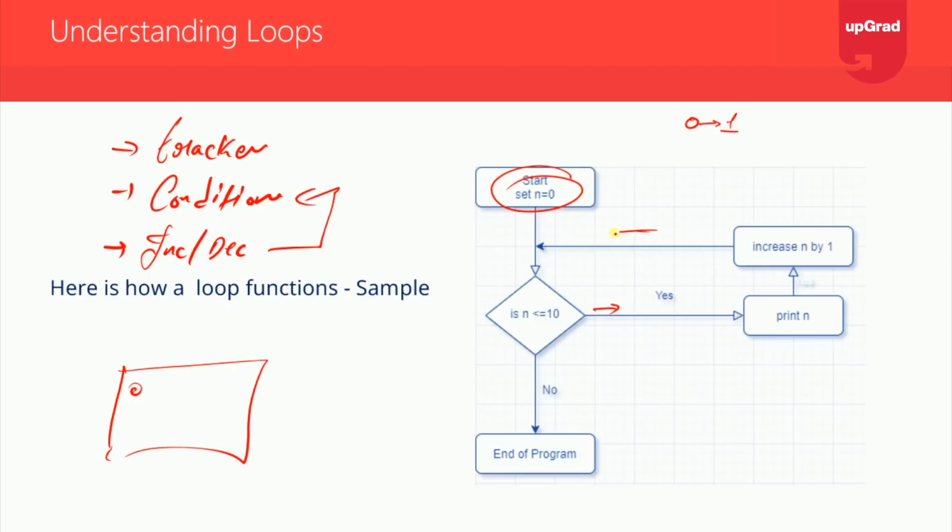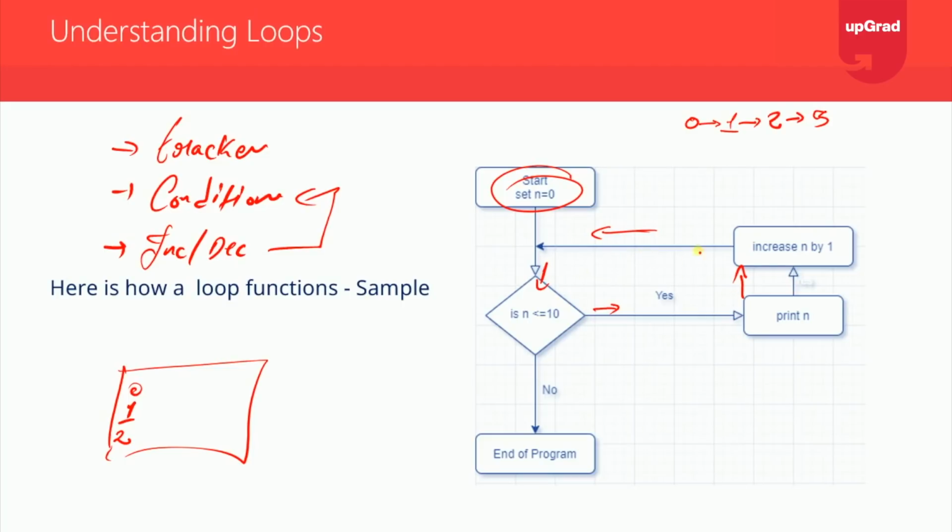Then we will check once again if n, which is 1, is less than or equal to 10. In this case, it is true. We'll go to the yes branch, and then we'll print n once again, which is 1. Then we will increase n by 1, from 1 to 2. We'll check it one more time. If n, which is 2, is less than or equal to 10, the answer is yes, so we'll print n, which is 2. We'll increase n by 1 once again, and n will become 3, and then we'll keep on checking.